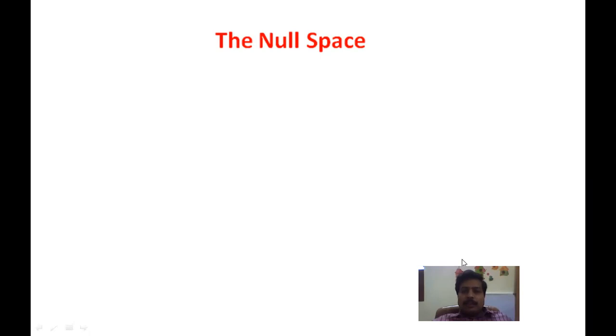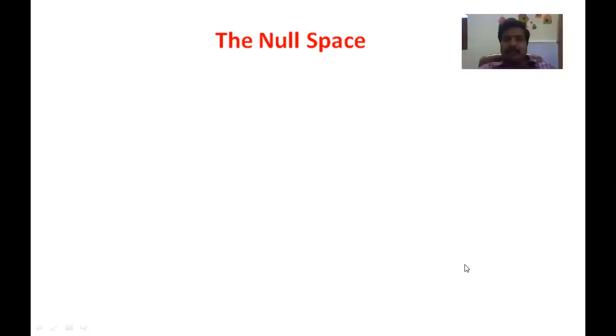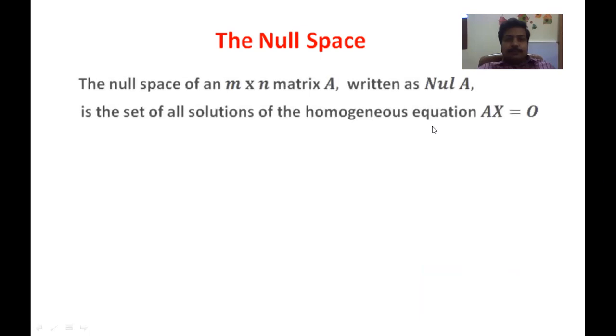Let us go through the mathematical definition of null space again. So the null space of an m by n matrix A, written as null A, is the set of all solutions of the homogeneous equations Ax is equal to 0. When the homogeneous equations are written in matrix form, Ax is equal to O, where O is the null matrix, null A will give us the solutions for this system of homogeneous equations. Let us go through some examples a little while later.